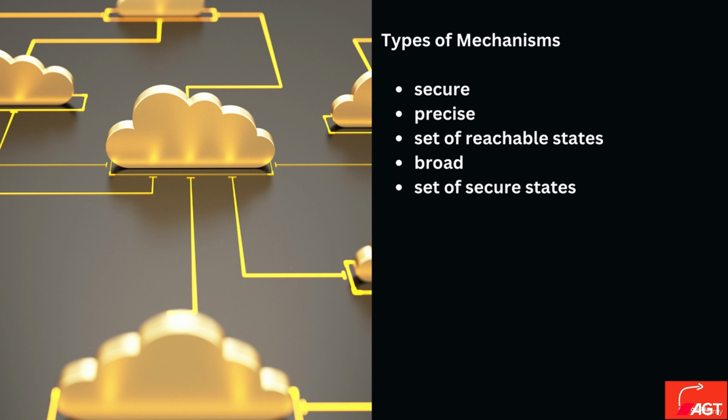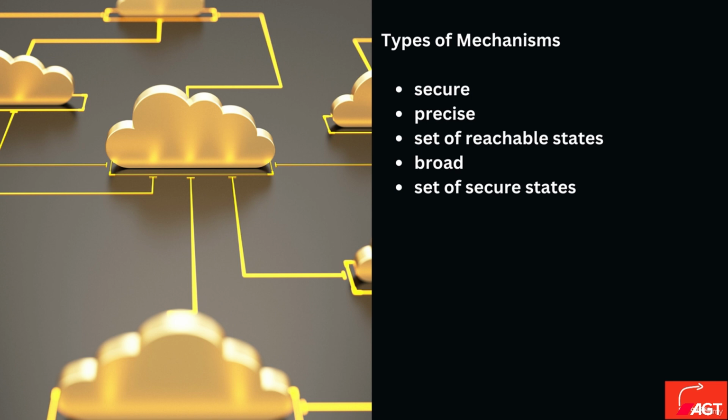Broad mechanisms. Wide-ranging security features and safeguards are provided by broad mechanisms. In the cloud context, these approaches can be utilized to secure data, networks, applications, and endpoints. While generally simple to establish and maintain, broad mechanisms may be less successful at offering reliable security guarantees.